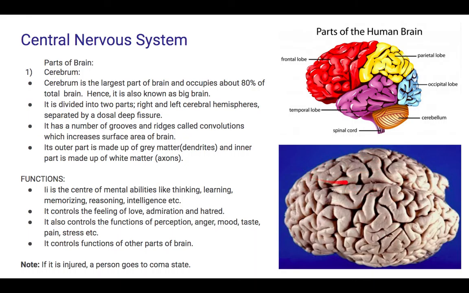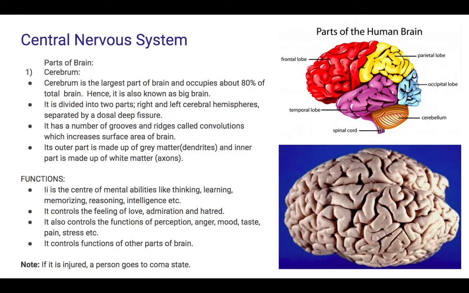So its outer part is gray matter made up of dendrites. The dendrite is the part of nerve cell, and the inner part of this part of brain is white matter, which is made up of axons of nerve cell.